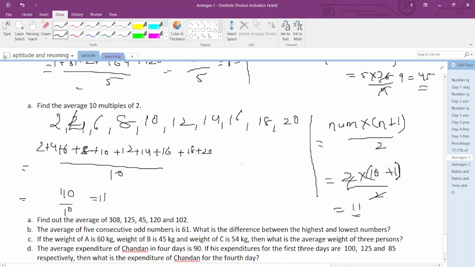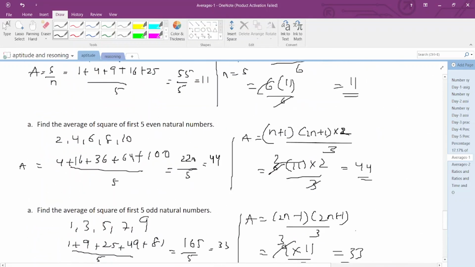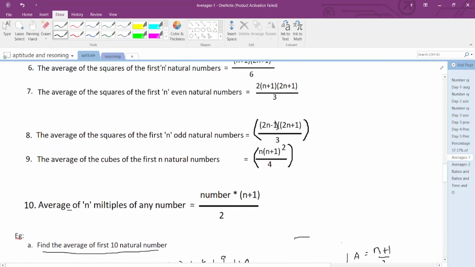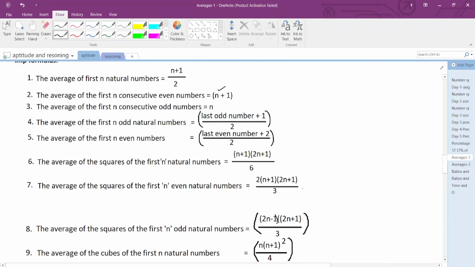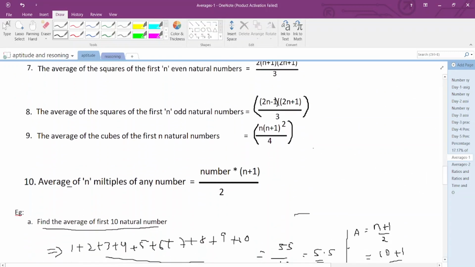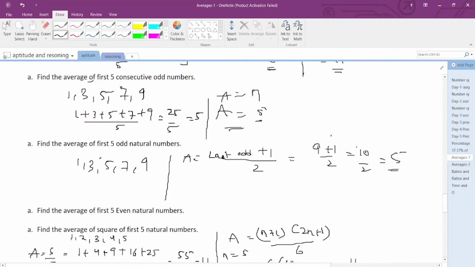If they ask to find the average of 10 multiples of 5, you have to take that number is equal to 5, and in place of n, he is asking how many multiples, since he is asking n, you have to multiply into that n. Okay, so in this way you can solve this question. All these kinds of questions can be solved by using these formulas. So these are very, very important formulas. Please remember, so that you can do these kinds of questions very easily.